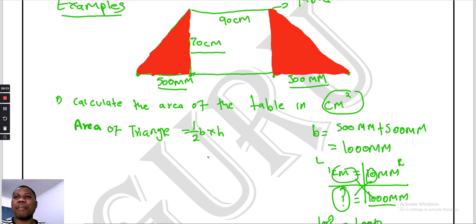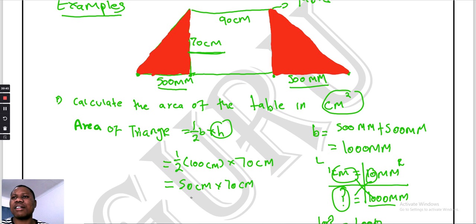Now when we come back to our formula, we're going to have 1 over 2 multiplied by 100 centimeters, close brackets, multiplied by our height which is 70 centimeters. So this is going to be 50 centimeters multiplied by 70 centimeters, which is 50 multiplied by 70. Okay, 50 multiplied by 70, that is going to be 3,500 centimeters squared.